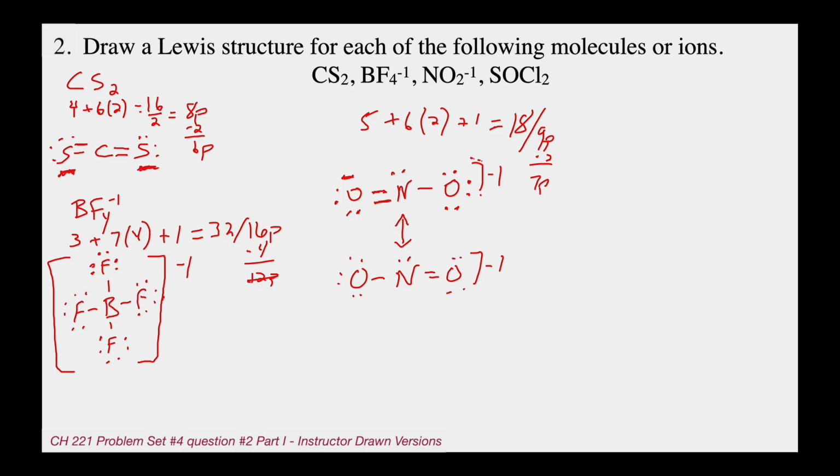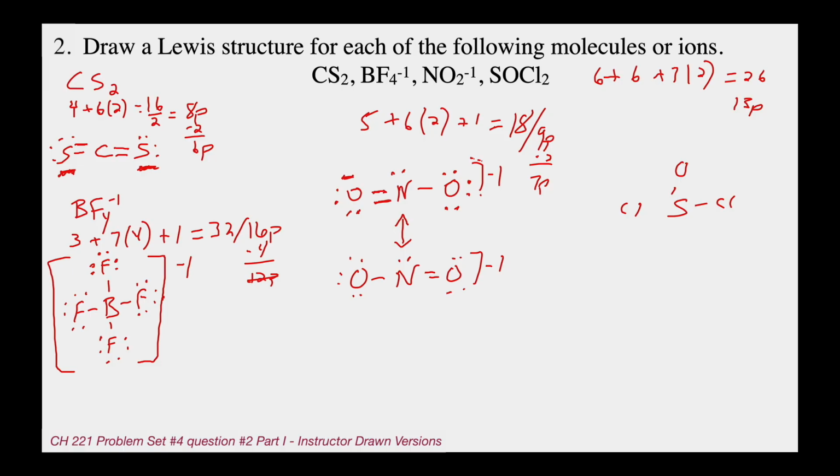The last one there, SOCl2: sulfur is group 6, oxygen is group 6, chlorine is 7, and there's 2 of them, so 14 plus 6, 20 plus 6 more, 26 valence electrons or 13 pairs. Sulfur is definitely less electronegative relative to oxygen and chlorine. I'll put them over there.